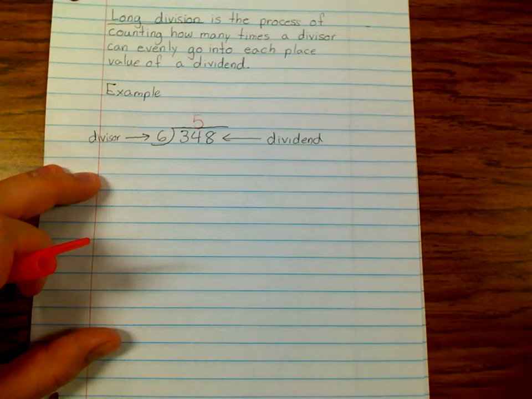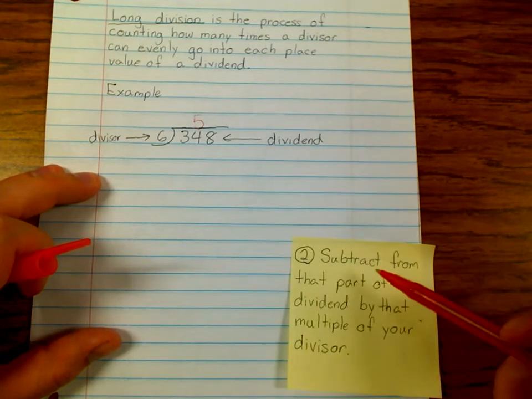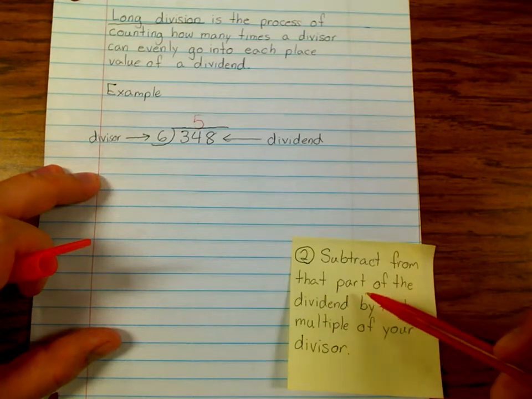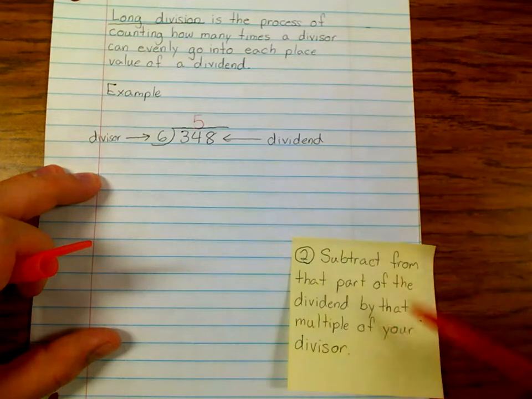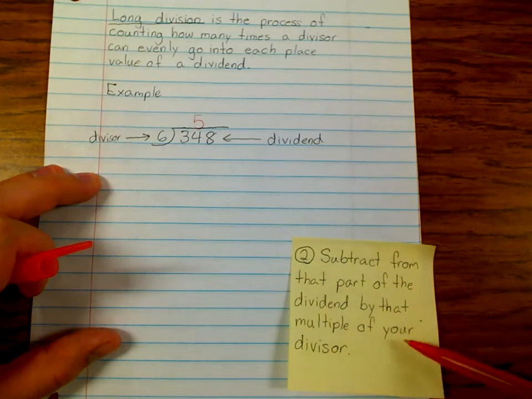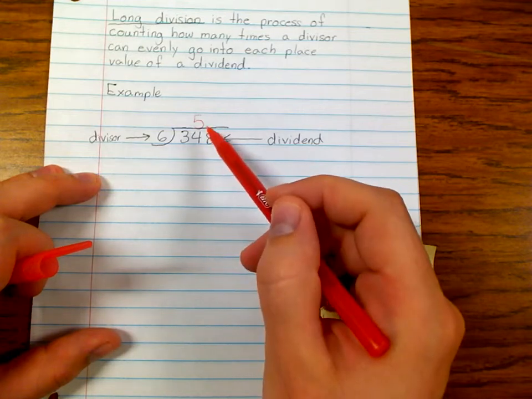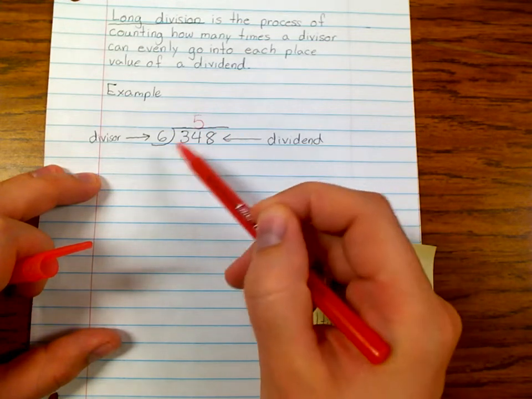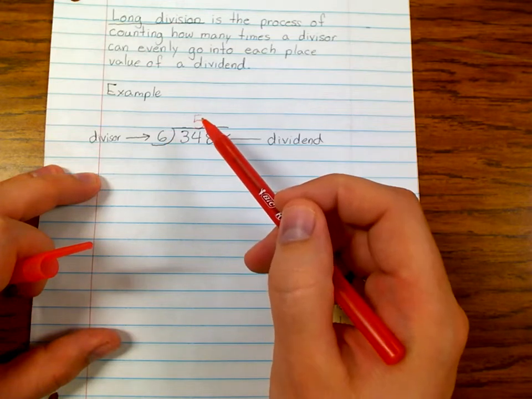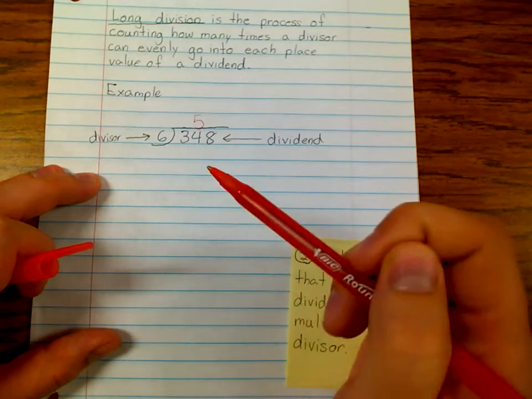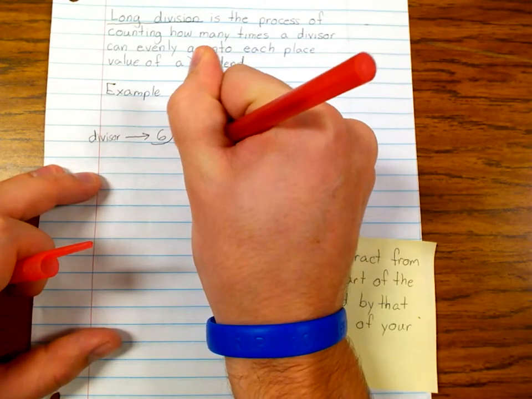Well, that 5, what in the world does that actually mean? Well, my second step to this is to subtract from that part or that place value of the dividend, right here, by that multiple of your divisor. In other words, I did 6 5 times. I want to take this away from my dividend. If I do 6 times 5, what is that equal to? I know that that's equal to 30. So I'm going to put 30.